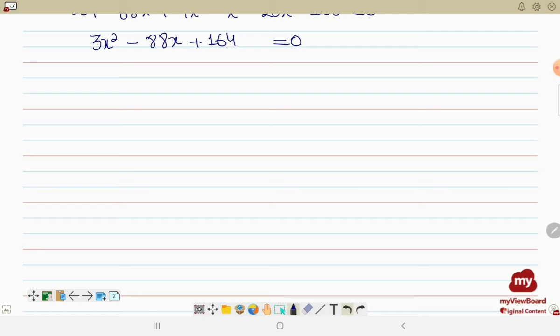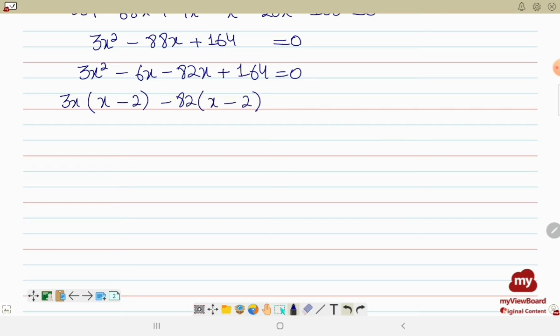Now we have to solve it for the value of x. You can apply the quadratic formula, or you can break the middle term. Let's try breaking the middle term. The two factors that we are going to use are 6 and 82, so that when you add them you'll get 88. So let's take common factors. 3x is common in the first two terms. We are left with x minus 2, and here 82 is the common factor, so again we are left with x minus 2. Further, this whole bracket is taken as a common factor, so you are left with this. So we'll equate each of the factors to 0.